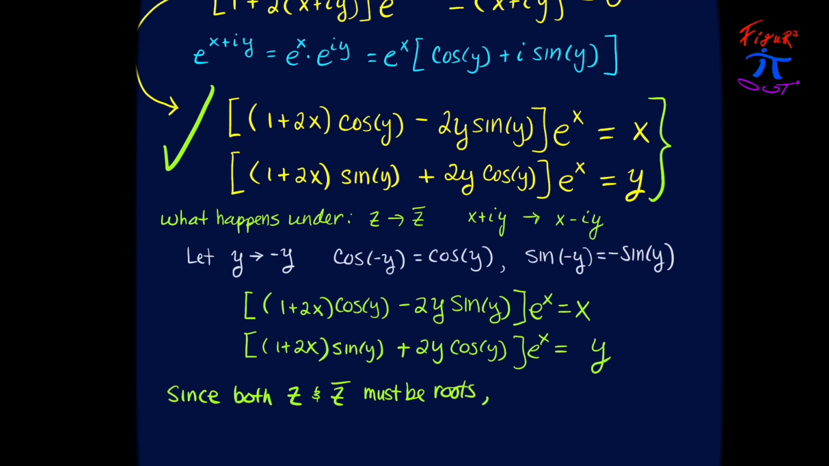Again, since both z and z bar must be roots, we have confirmed that our roots must be complex numbers here. Now, determining which complex numbers they are, where do those complex numbers live? Well, we know it can't be x equals 0, but is x positive? Is it in the positive real range, or is it in the negative x real range?